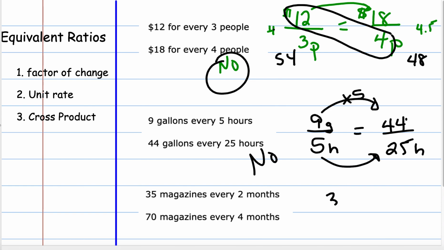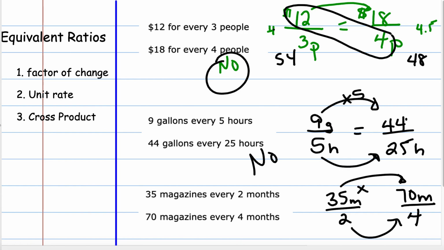In this one, we have 35 magazines for every 2 months, and here we have 70 magazines for every 4 months. If I'm going to use factor of change, it's the quickest a lot of times. If I times 2 times 2, I get, yes, it is the same. Again, if you're unsure, you can check. 35 times 4 is 140, and 70 times 2 is 140, so you know it works.